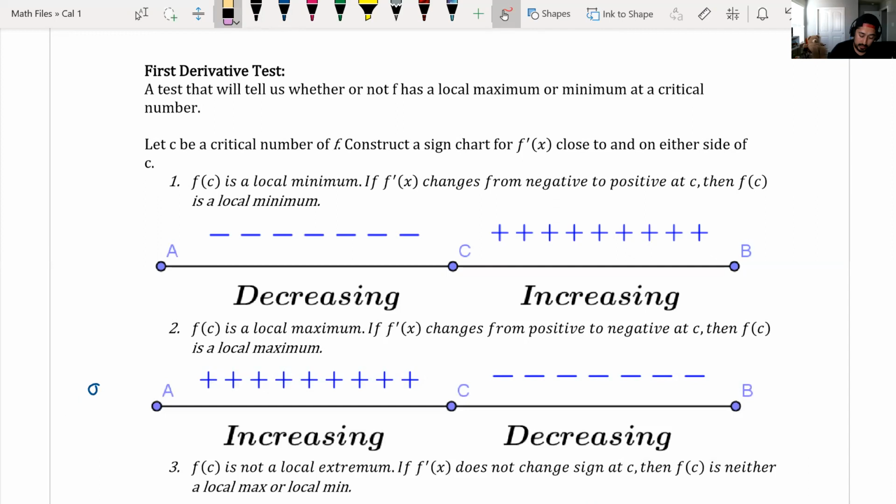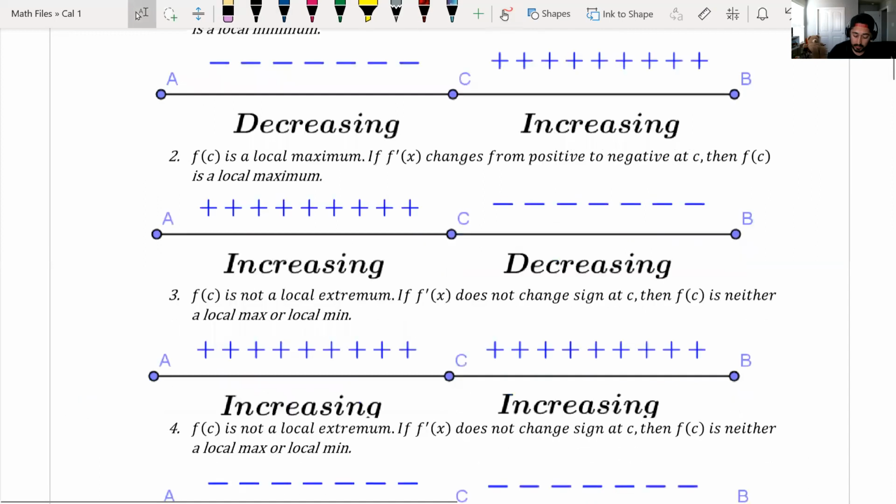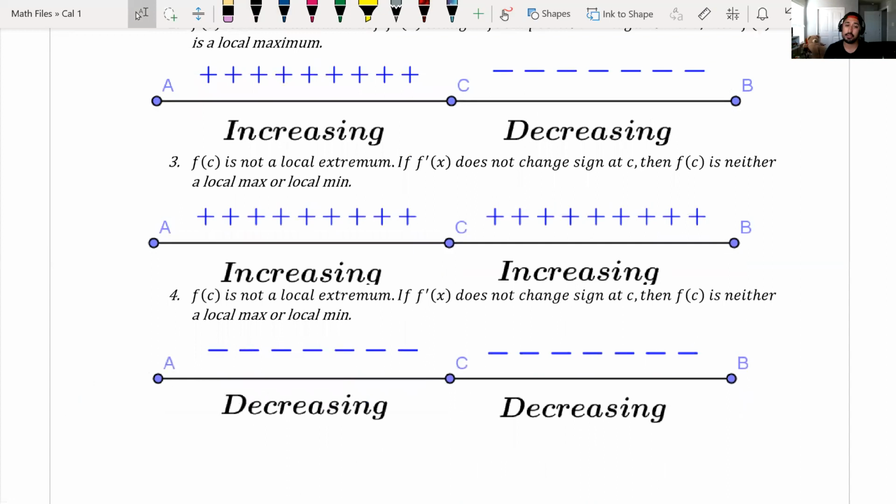Okay, then let's say our signs don't change. Number three, we do not have a max or minimum at all if we go from increase to increase. There is no change in sign, there is no change in direction, therefore there is no maximum or minimum. And you could say the same for the fourth one. You don't have a max or minimum if you decrease and decrease. There is no change in the function.